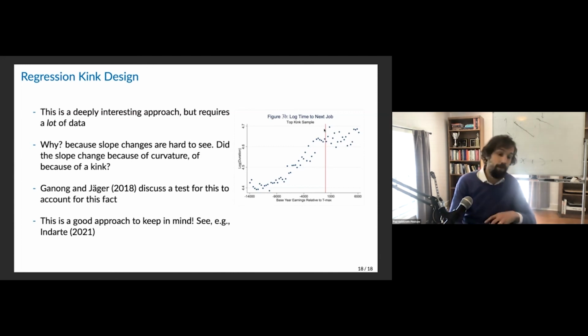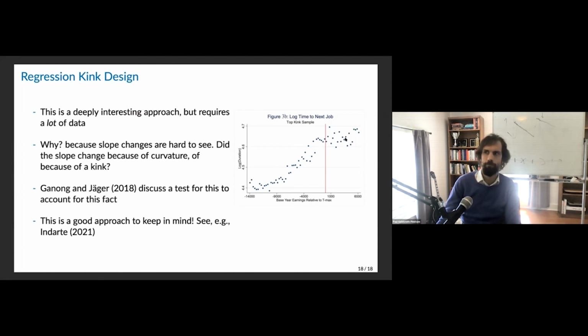But the statistics of it make it kind of hard. The reason for that is that slope changes are just hard to detect. So, did the slope change because of curvature or did it change because of a kink? If we look at this line, you have good economic reason to think that this kink exists, but you could easily draw a curve that's just a quadratic through this point and fit a line in a very easy way.